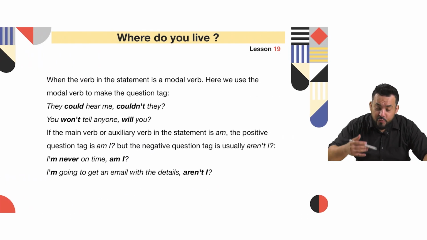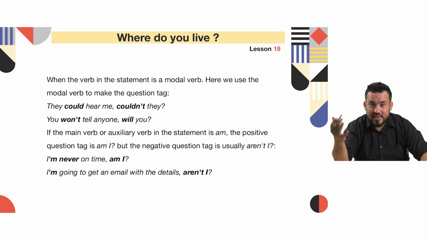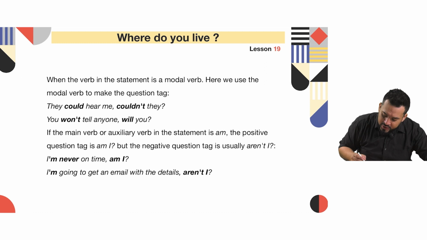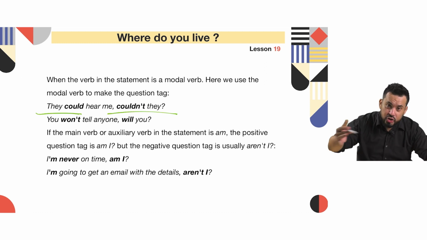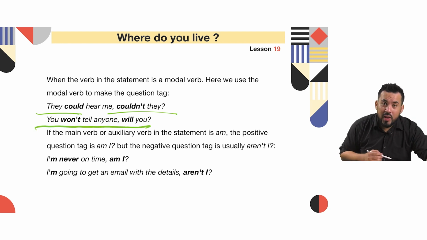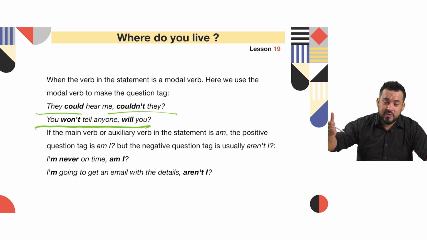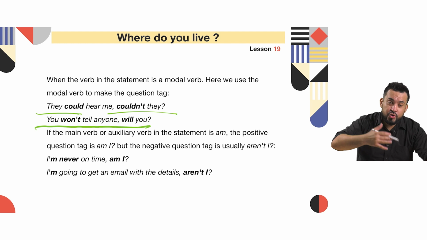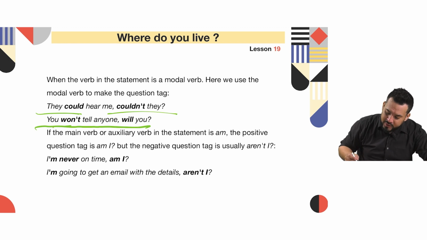Let's see. If the sentence has a modal, we just make the modal negative. So they could hear me, couldn't they? You won't tell anyone, will you? We talked about this in a previous lesson. Won't is basically will plus not. So you will not tell anyone, will you? It was a negative, we made it positive. Won't becomes will, you stays you.